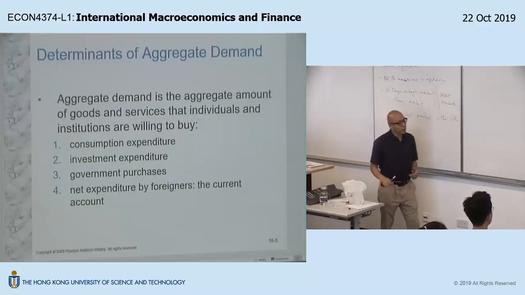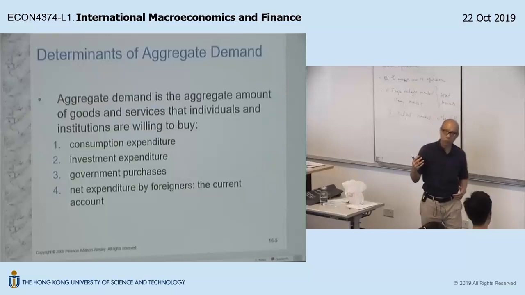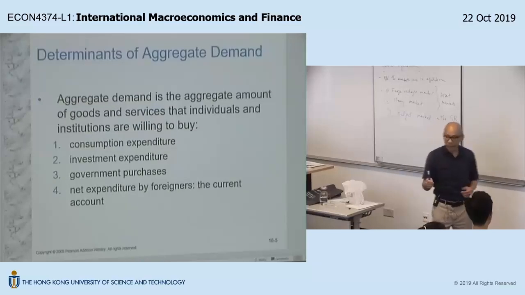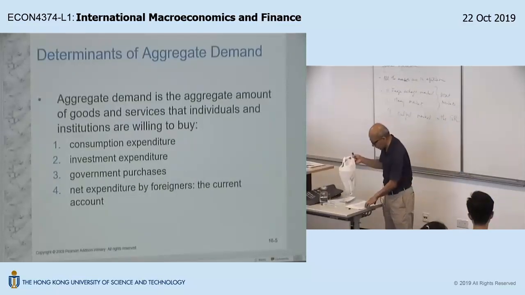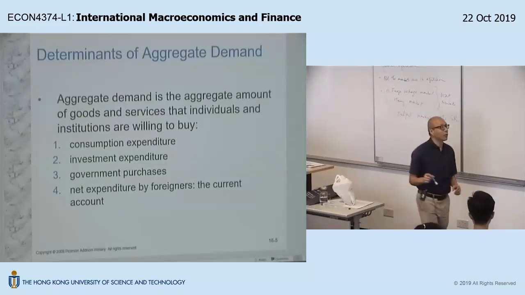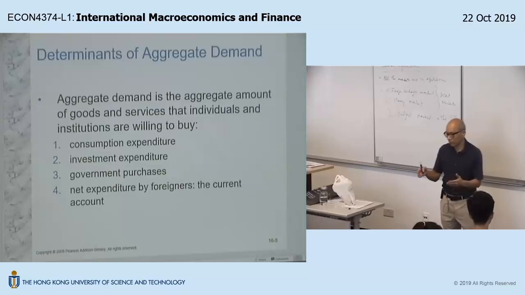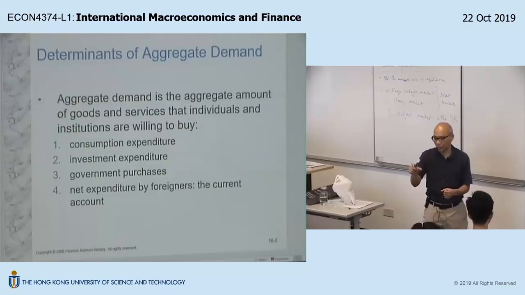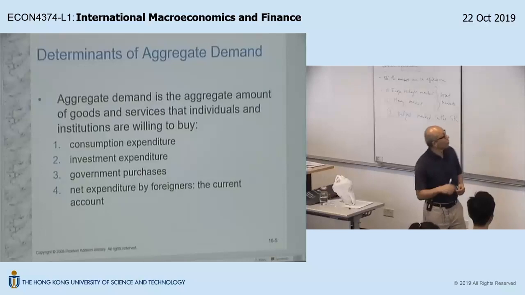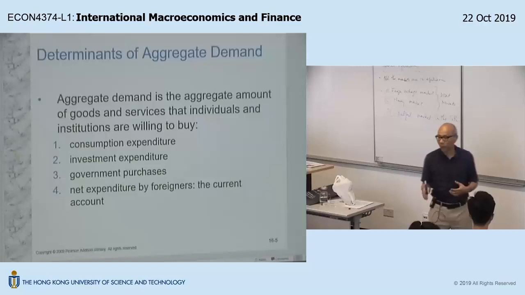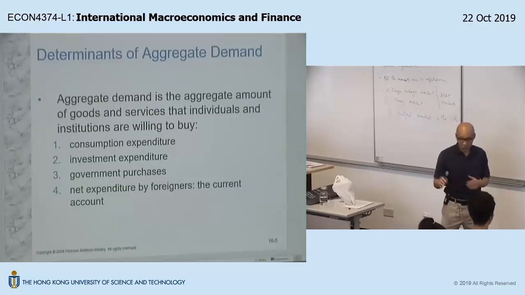In the second chapter, we already talked about national income accounting. In national income accounting, one way of looking at national income is to break it down into expenditure: consumption expenditure, investment expenditure, government expenditure or government purchases, and then net expenditure by foreigners. These are the four components of national income accounting.